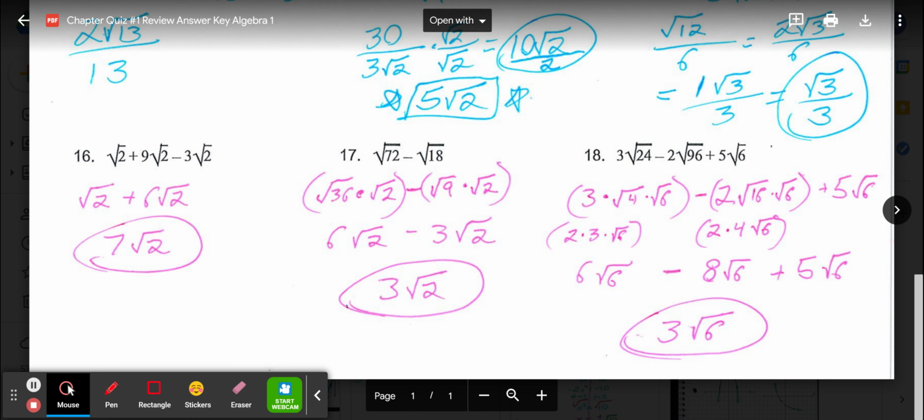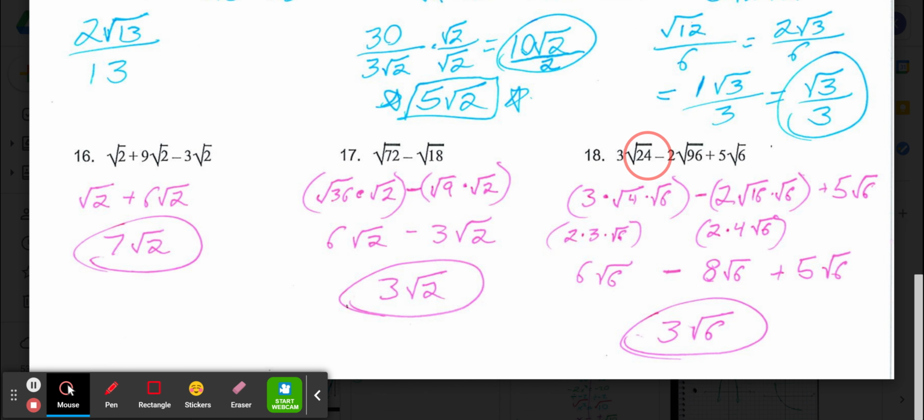And then in 18, 3 square root of 24 minus 2 square roots of 96 plus 5 square roots of 6. So what I want to do is treat each one of these terms separately and see if I can simplify. So 3 times the square root of 24 is 3 times square root of 4 times square root of 6, or 3 times 2 times square root of 6, which is 6 square roots of 6. Then I want to simplify my middle term. So the minus stays out in front. 2 square roots of 96.